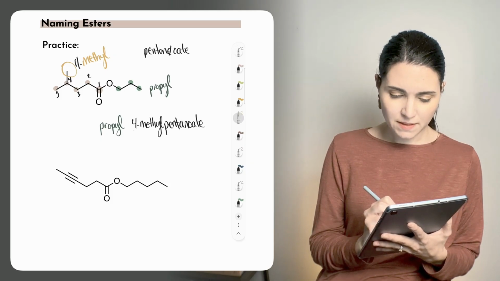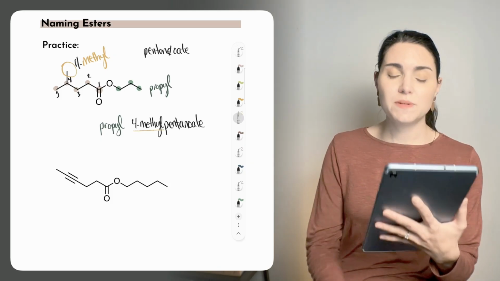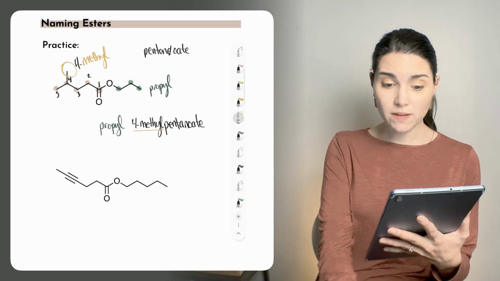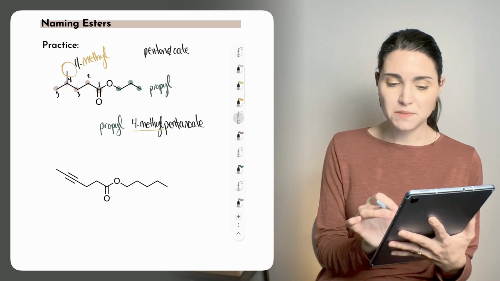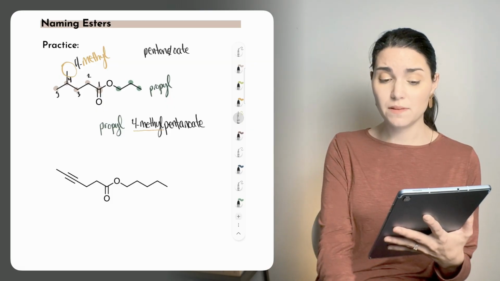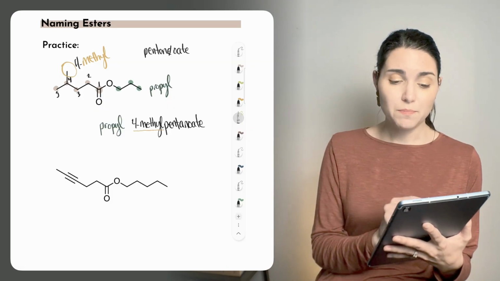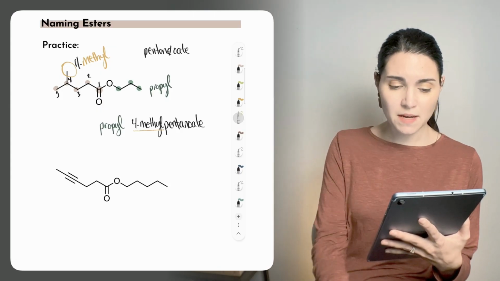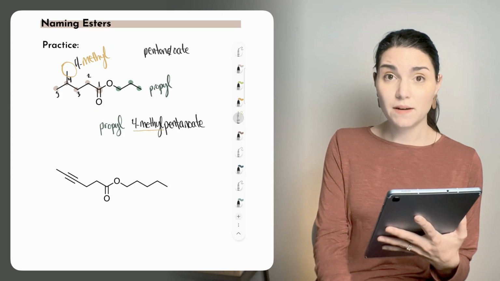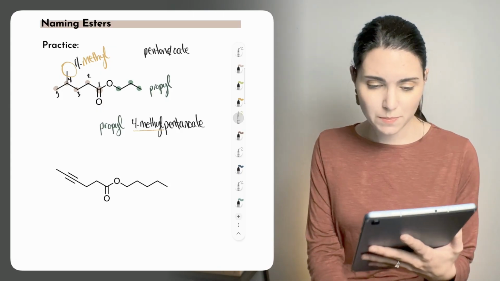So I'm just going to underline in orange the substituent that's on the parent structure. It's stuck right onto the pentanoate, no space, and that signifies that it's part of the parent structure, whereas the propyl part has a space before the rest of the name, and that signifies that it's part of the ester functional group.